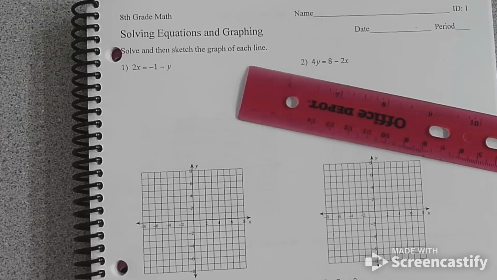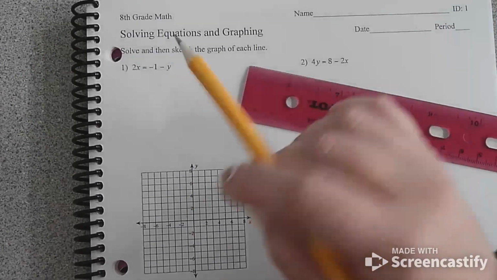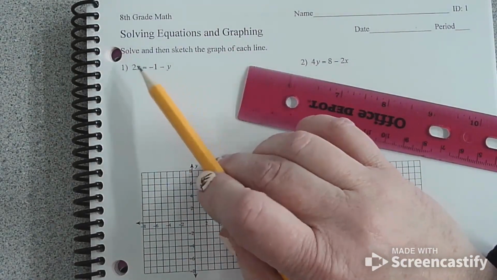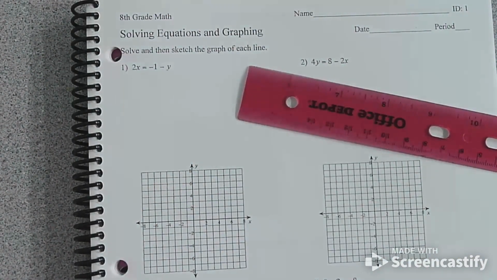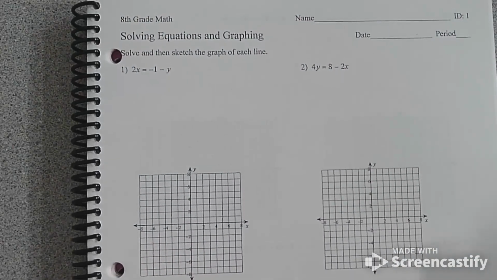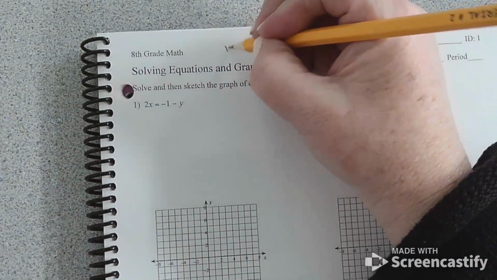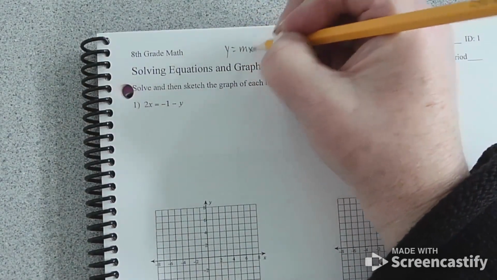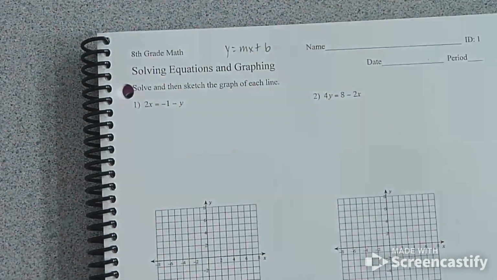Okay, so today we're going to be doing solving equations and graphing. And like we did before, we are going to solve for y for our slope-intercept form, and then we're going to be graphing our equation. Again, remember it's y equals mx plus b. So once we solve for y, we want to put it in that order, okay?